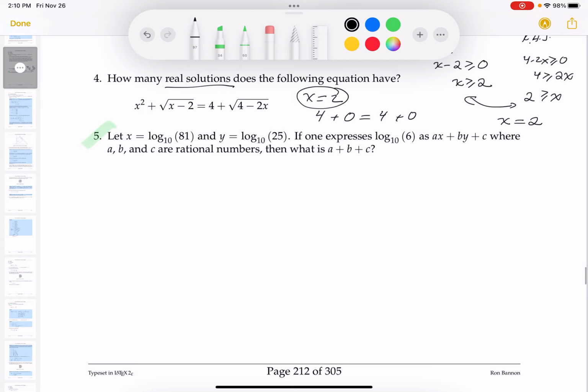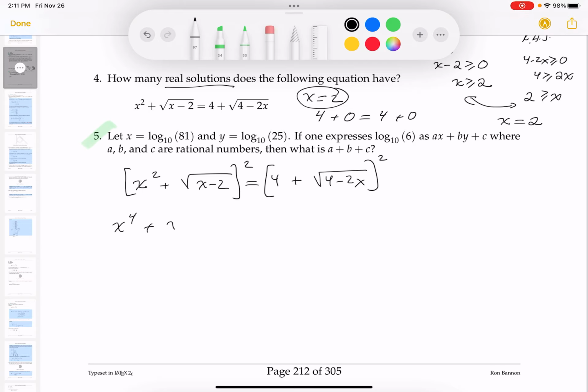Now, if you want to, I'm not saying don't do it the other way, but I want to point out some of the trouble you're going to get into. And this is going to be 4. And then over here, it's plus root 4 minus 2x. Again, if you try to square both sides, and I'm not opposed to trying, this would be 4 plus x minus 2. Oh, I got to do this now. Plus, it would be 2x squared root x minus 2. On this side, you get 16.